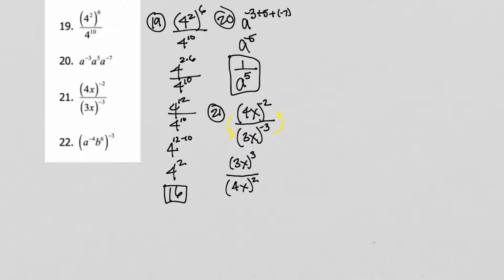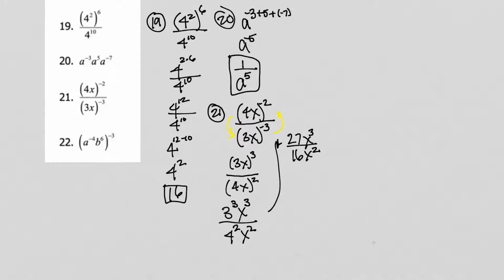Now I can distribute this 3 into each factor and the 2 into each factor. Right, I've got something to a power, and that something is a multiplication. So I can distribute over that multiplication. So this will give us 3 cubed x cubed, and in the denominator, 4 squared x squared. Let's bring it up here. So now 3 cubed, 3 times 3 times 3 is 27, x cubed, over 4 squared, which is 16, x squared.